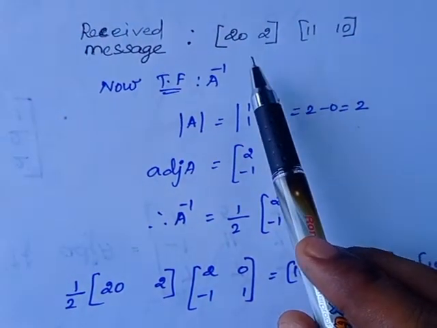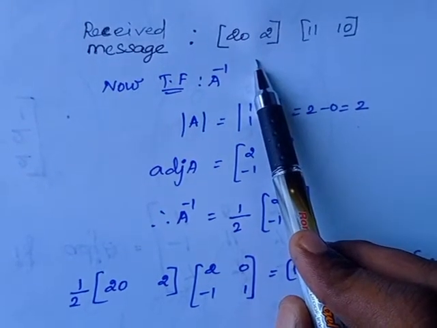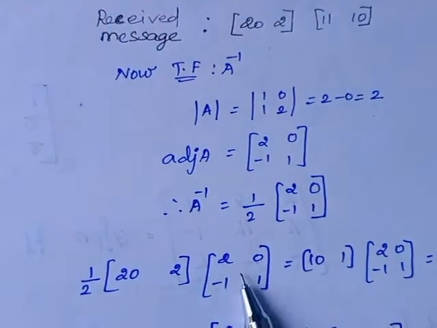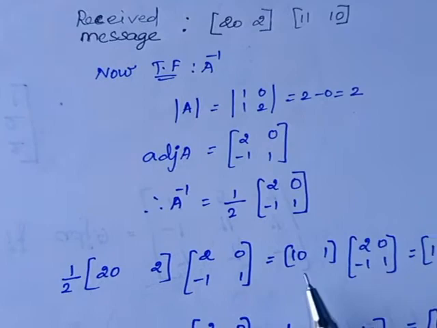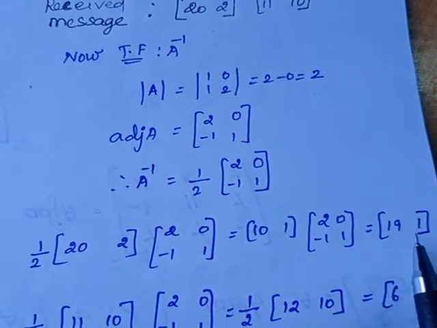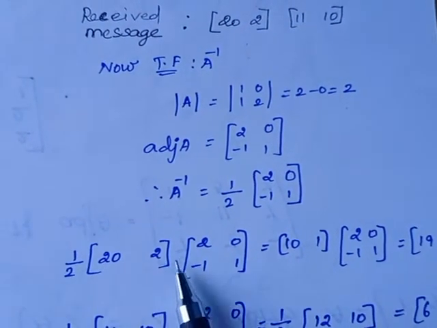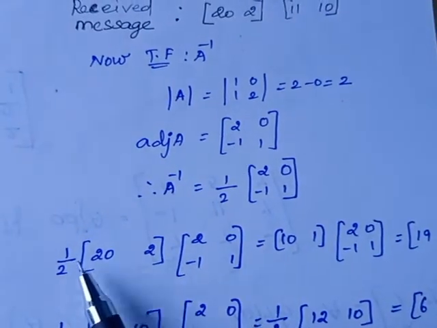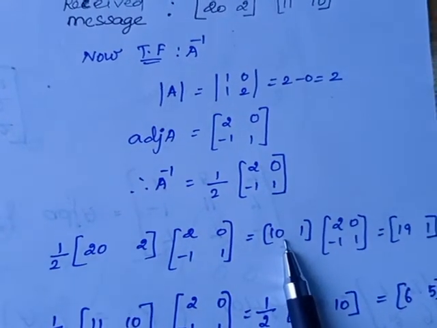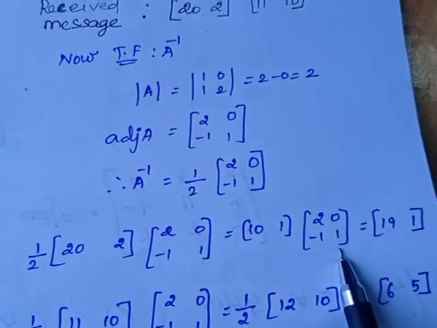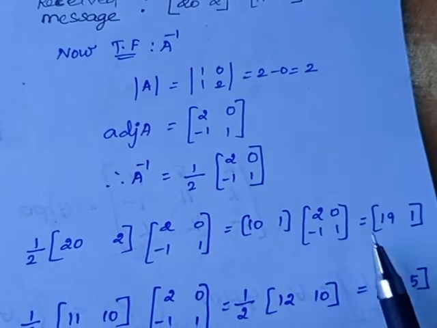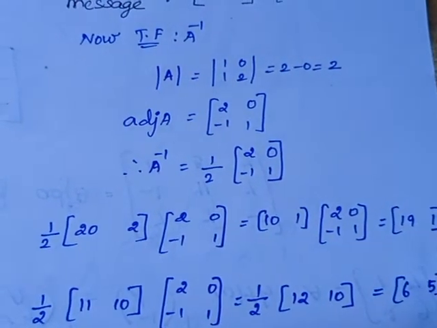So the first row matrix 22 is multiplied with the inverse matrix, 1 by 2 into 2 0 minus 1 1. In this matrix 2 is common, so taking the 2 out, it will be cancelled. We get the answer 19 1 as the row matrix.